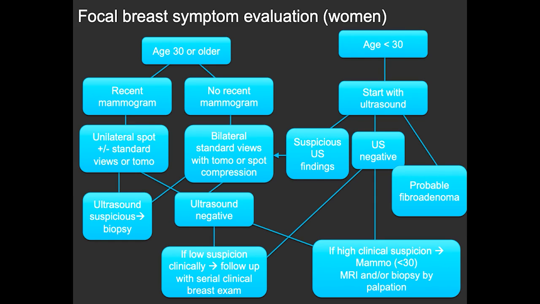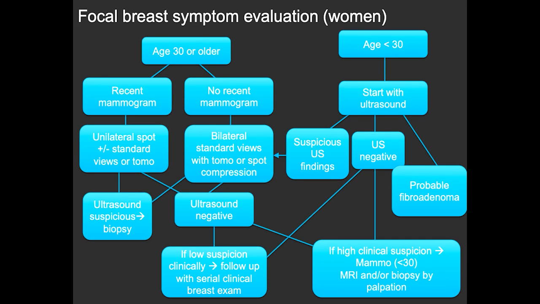If we have suspicious findings on ultrasound in women under 30, just as in the case example I showed, we actually move on to bilateral standard views with either tomosynthesis or spot compression to look for additional disease and start to do an extent of disease workup.